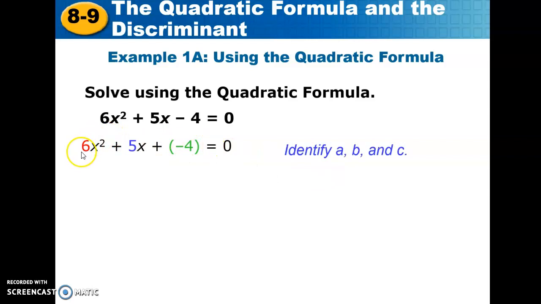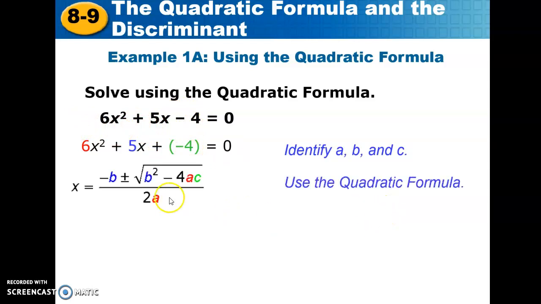So my a is 6, my b is 5, and my c is negative 4. Notice how we take that minus sign and make it a negative. Okay, you got to get the signs that are in front of it. Okay, now we're going to plug and chug. Always write the formula out.